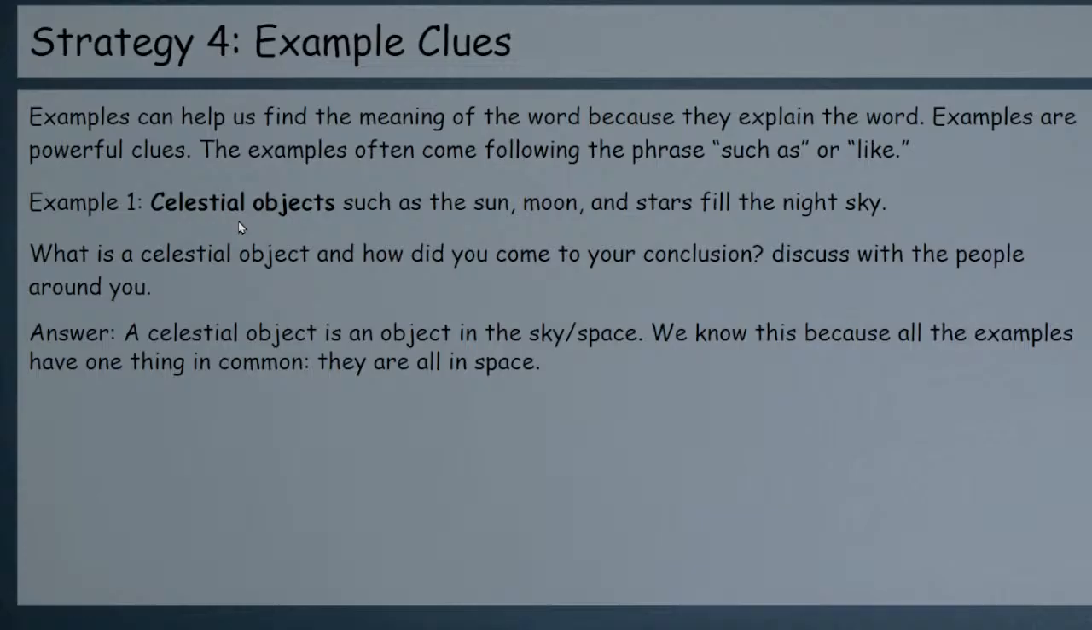When you have example clues, you need to look at all the examples and think about what they have in common to figure out what your keyword means. In this case, we know that sun, moon, and stars all have one thing in common. They are all in space. So celestial object must mean objects that are in the sky or in space.